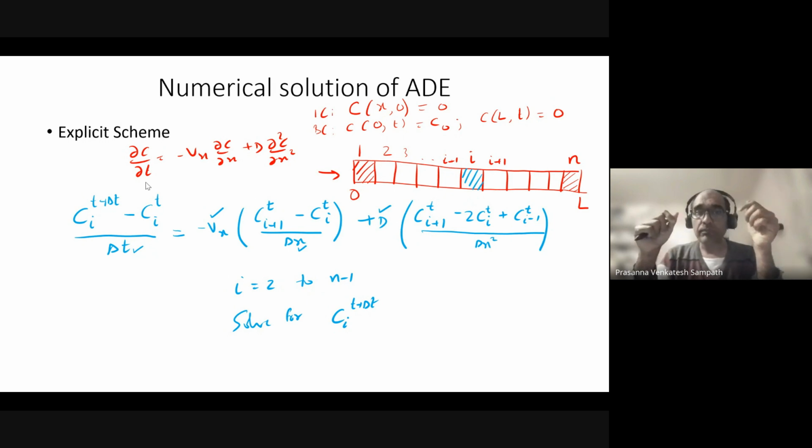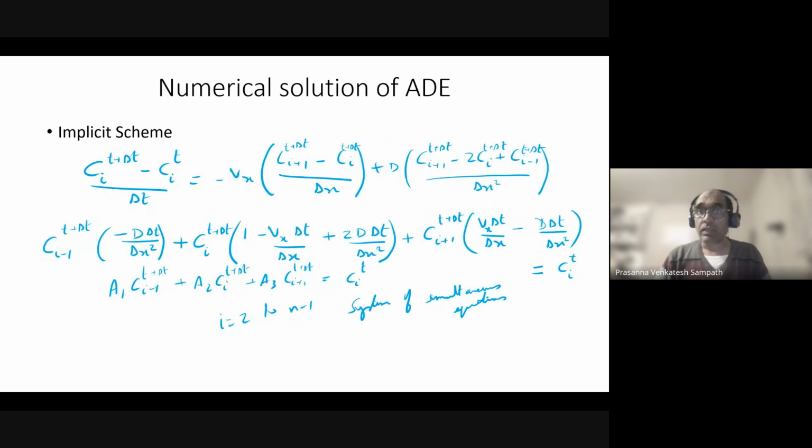When you look at this equation, there is only one unknown, which is the concentration in the ith cell at time step t plus delta t. All other terms are known in that equation. So you write this equation for I equal to 2, I equal to 3, I equal to 4, and so on up to I equal to n minus 1. Each of these equations can be solved because there is only one unknown in that equation. So that is the explicit scheme.